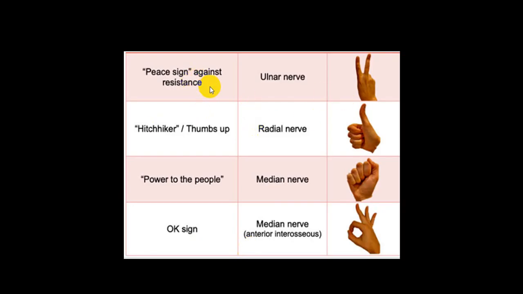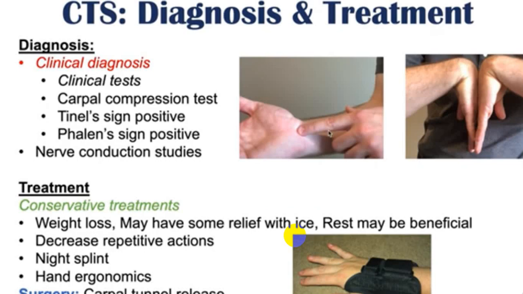So peace sign, ulnar; radial nerve, thumbs up; median nerve, power of the people; and OK sign, anterior interosseous nerve. This is the sum of the signs. The diagnosis you are confirming by clinical tests for carpal tunnel compression, which we call Durkan sign, Tinel sign, Phalen sign, and by nerve conduction study.